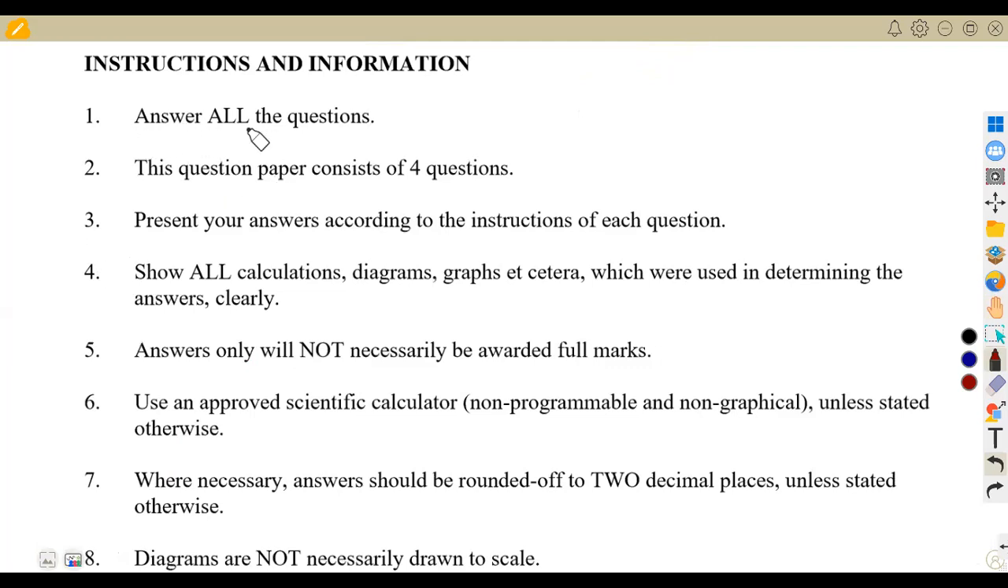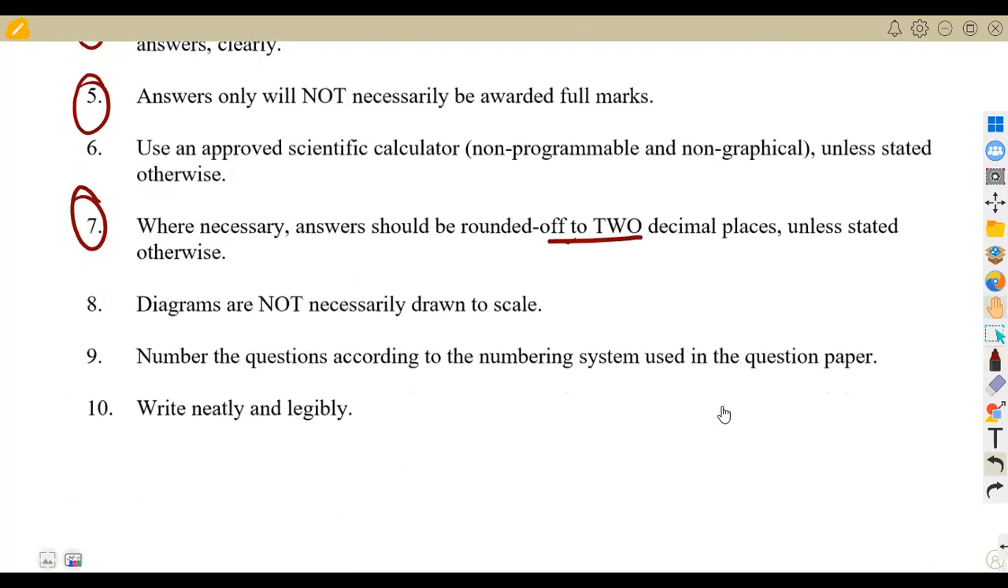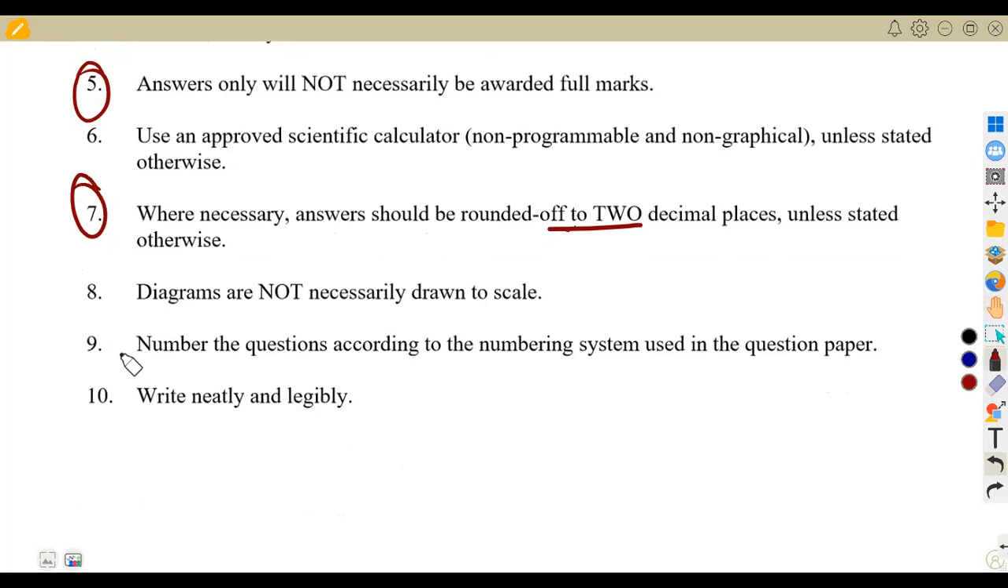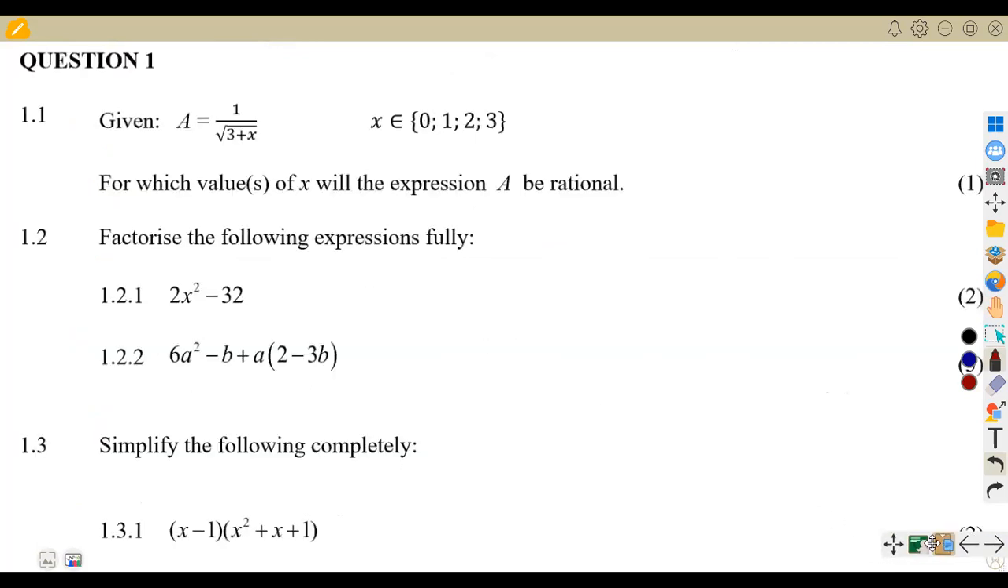All right, so make sure that you read your instructions and information, mostly the issue of showing your calculations. Wherever it's necessary, you're supposed to round off your answer to 2 decimal places unless it is stated otherwise in that question. Also number the questions accordingly. Diagrams are not necessarily drawn to scale, and you're supposed to present your work neatly in whatever you do.